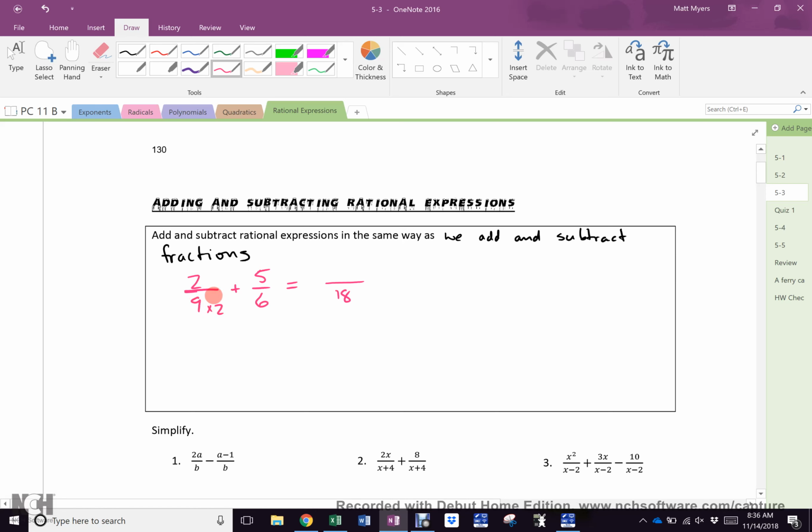What did I do to that to get to 18? So what must I do to that guy's numerator? Multiply by 2. What did I do to that guy? Multiply by 3. So I get 4 plus 15 to get 19/18. Yeah?